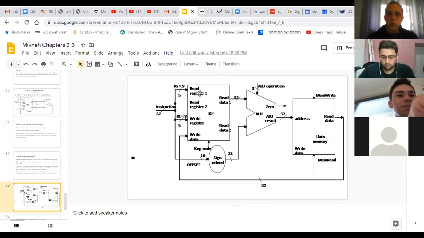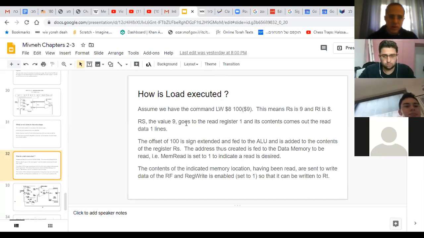Read register, write register. Look what it says: RS 9 and RT 8. That 8 and 9 are coming from over here. There's an 8 and there's a 9.